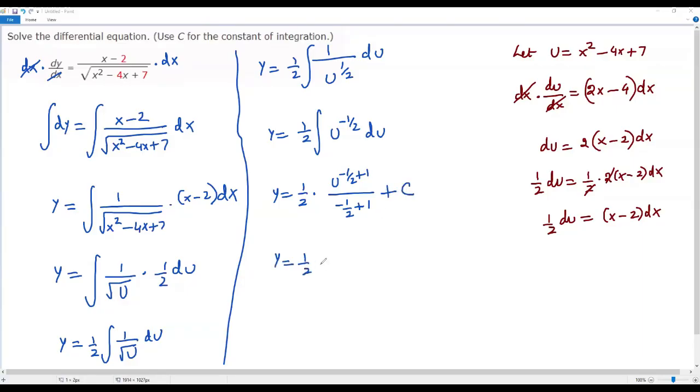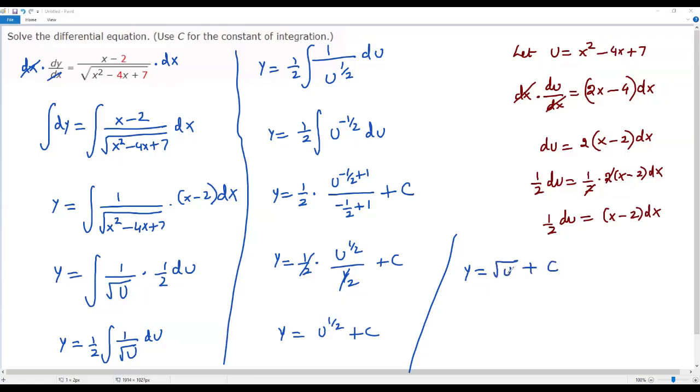y equals 1 over 2 times u to the power of, when I simplify this, negative 1 over 2 plus 1, I'm just getting 1 over 2, and here the same in the denominator, that is 1 over 2, plus c. So this 1 half will cancel out, then we get y equals u to the power of 1 over 2 plus c. Okay, let me continue over here. Since we have exponent 1 half for u, this exponent 1 over 2 can be written as a square root, then I'm getting y equals square root of u plus c. Actually, u is the variable taken by us. It has to be replaced by the original expression, that is x squared minus 4x plus 7. Then I'm getting y equals square root of x squared minus 4x plus 7 plus c. So this is the solution for the given differential equation.